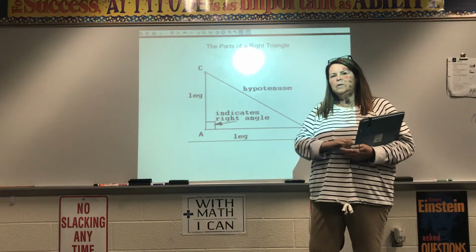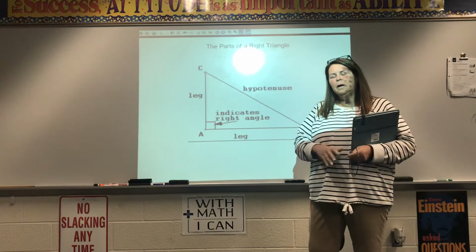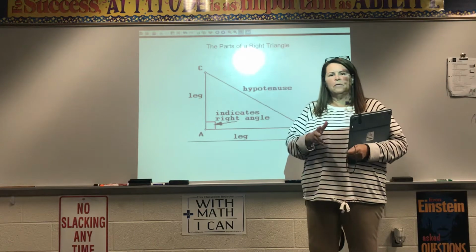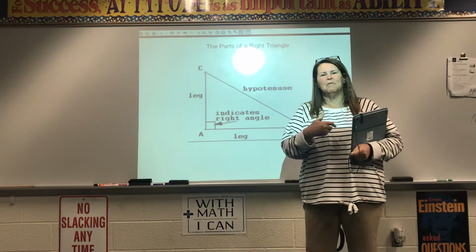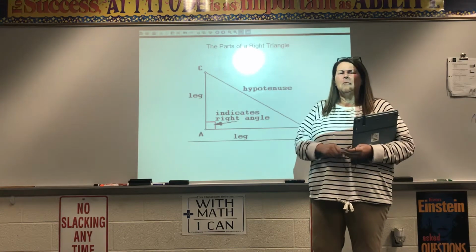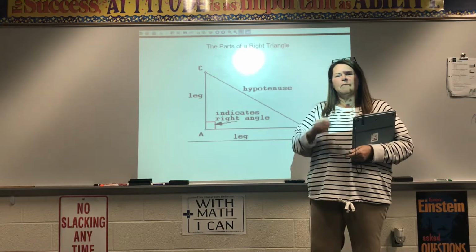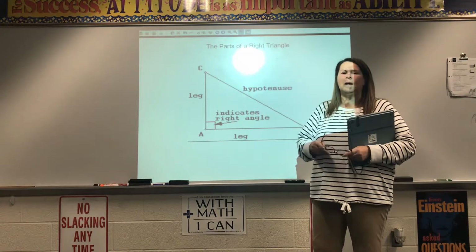Thought I would do these notes for you, and they'll be on Schoology. Well, you're finding them on Schoology, so I guess that makes me look like a fool. But I wanted to go over the notes for 45, 45, 90 right triangles.